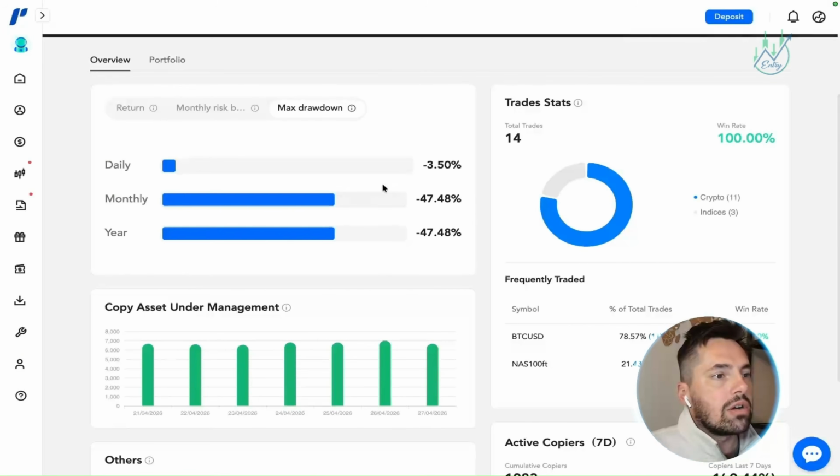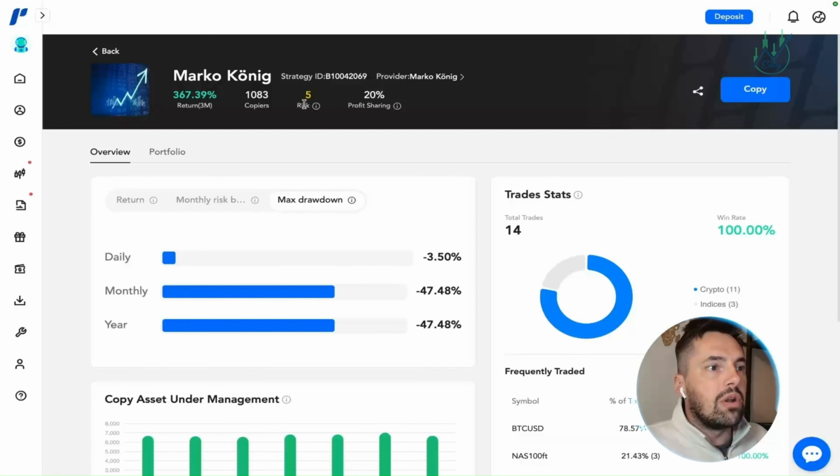But also if you look at the drawdown, because this is going to be relatively important. His daily drawdown is 3.5%. His monthly drawdown is 47.48%. So this is his maximum that he's ever done. So if we wanted to sign up with this guy, you need to bear in mind that your drawdown could go to that. So you need to make sure that you cover that.